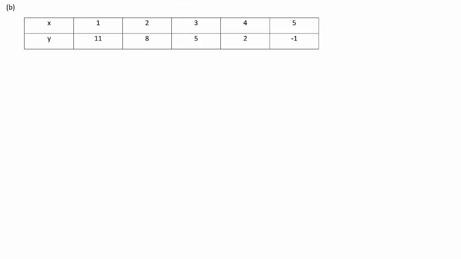Now, once again, we can see the x's go up in 1s. The y's, on the other hand, go down in 3s. So we have a constant first difference of -3. Since the x's go up in 1s, we can straight away say that y is -3x plus a constant. We know the gradient is -3.